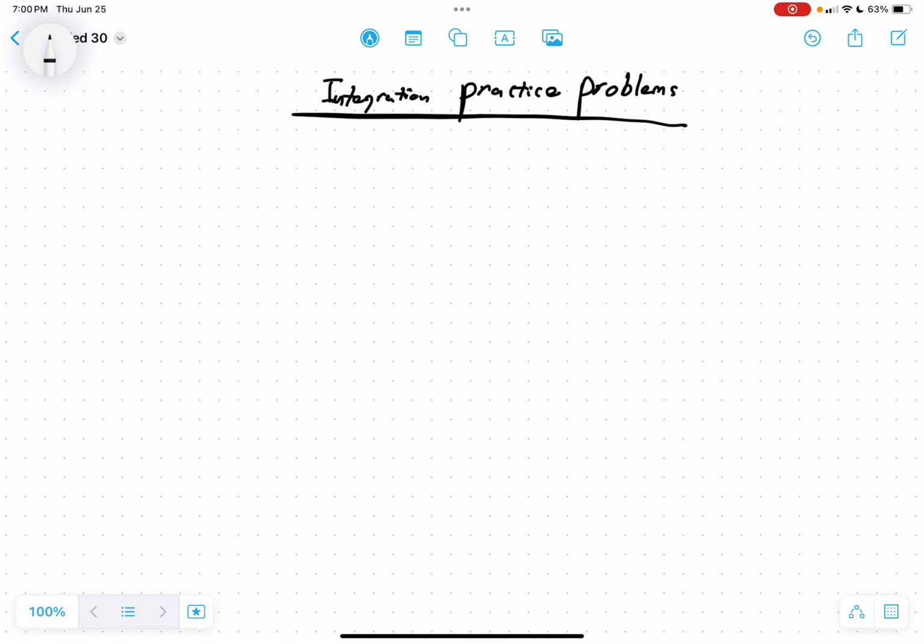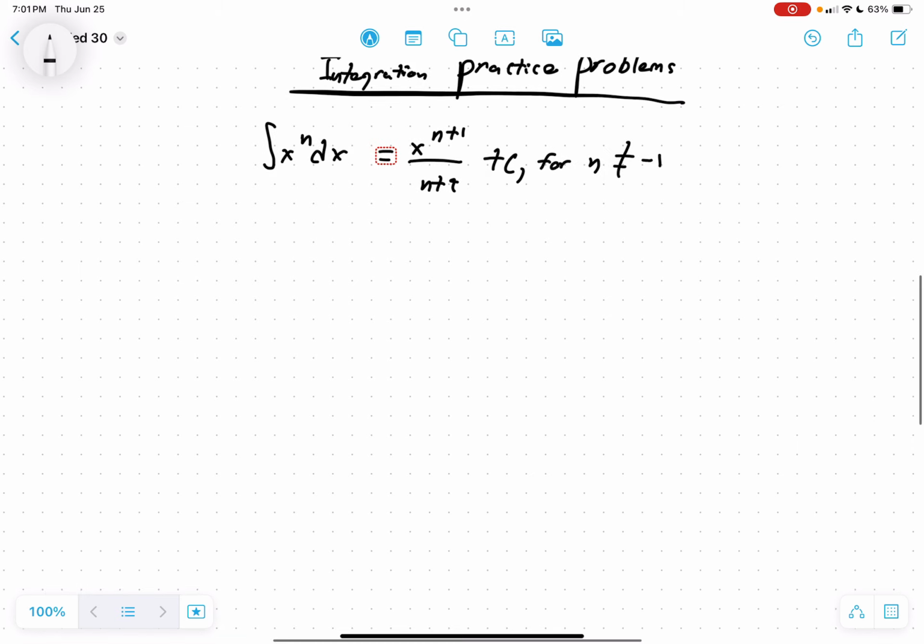Now I'll rewrite the power rule. The power rule states that the integral of x to the n dx equals x to the n plus 1 over n plus 1 plus c for n does not equal -1, okay?